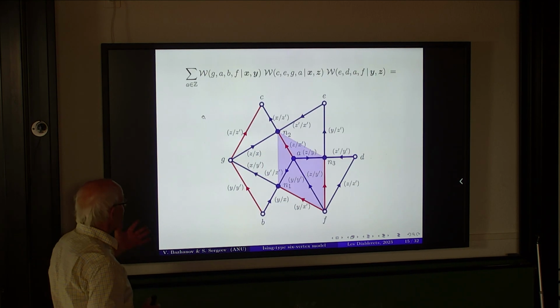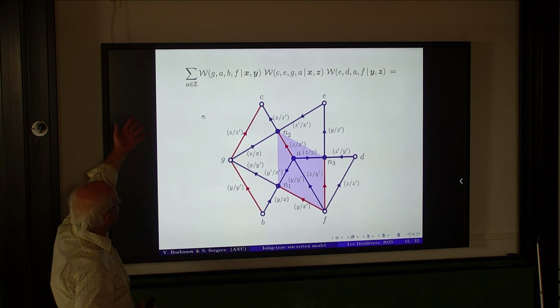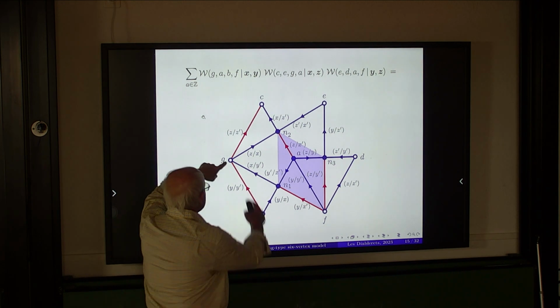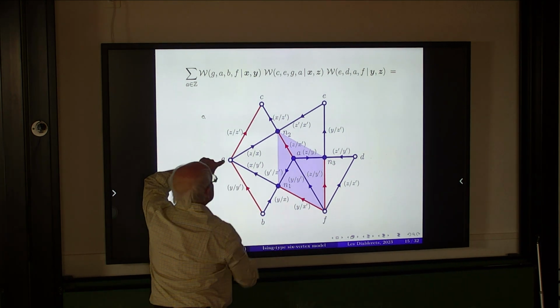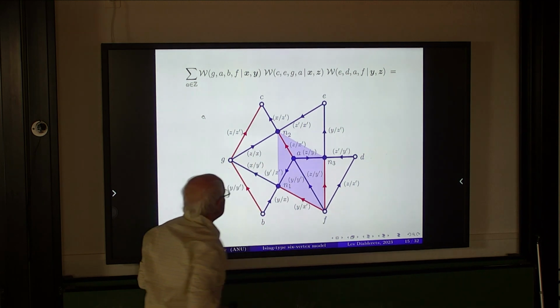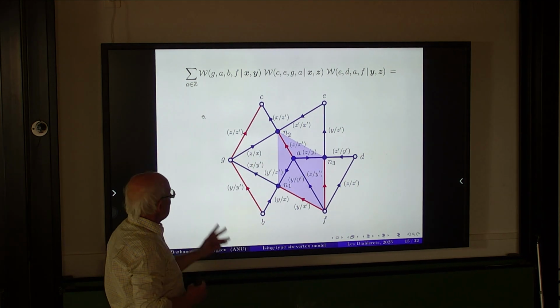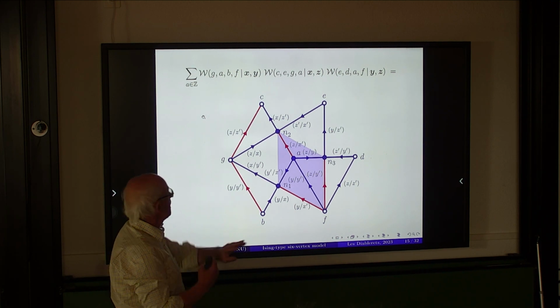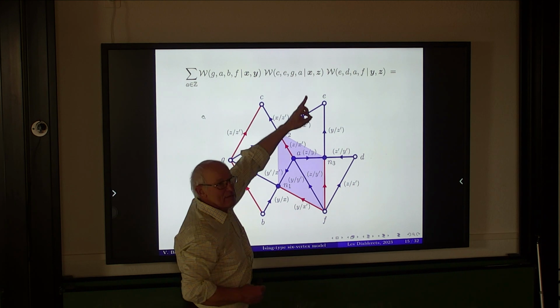Now, using the star relation, how to prove this Yang-Baxter equation. You take four W's, that's one of them, here. That's another one, and that's the third one. Some of the edges cancelled out, because we have them in the denominator, and for example, this one is cancelled.